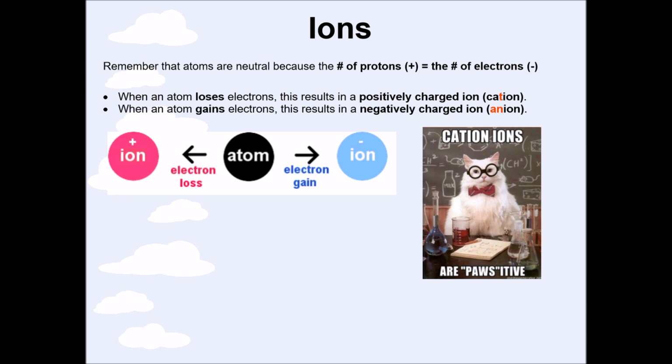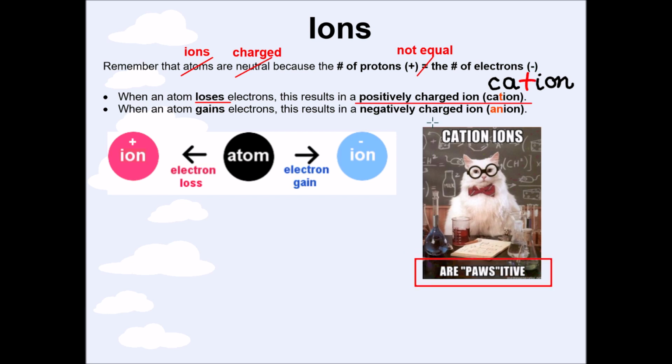What happens when protons and electrons are not equal? Well, this would mean that we have ions, which are charged because the number of protons is no longer equal to the number of electrons. When an atom loses electrons, this results in a positively charged ion called the cation. The T in cation looks kind of like a positive. Another cute little trick is that cations are positive like the paws on a cat.